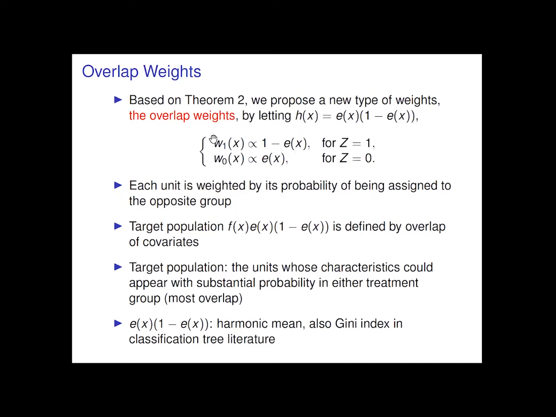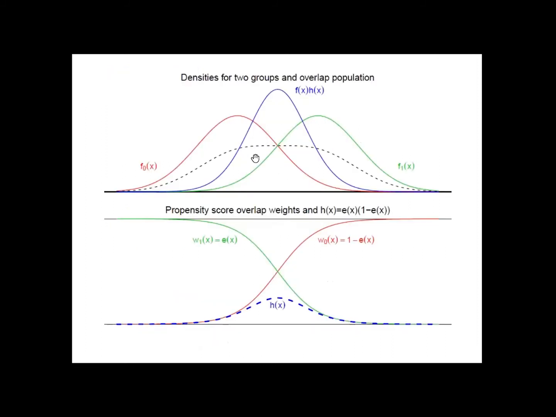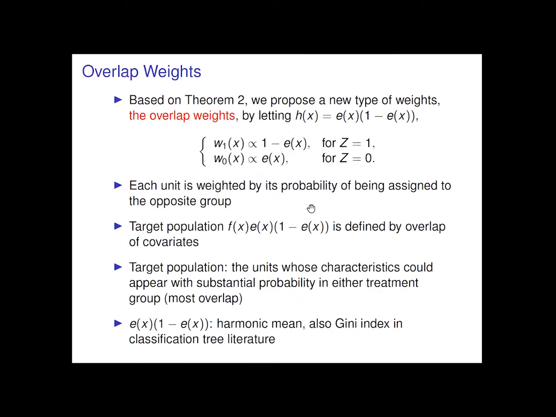So in other words, the weights defined by this overweight the units in the middle, in the sense that they have equal probability of being assigned to both treatments. And then they are gradually downweighted as they get closer and closer to the extremes, or as they are more and more likely to be assigned to one of the two groups.